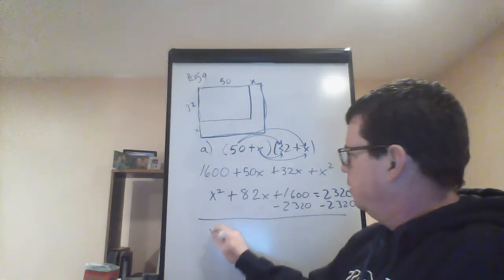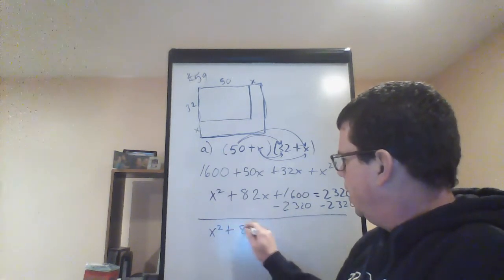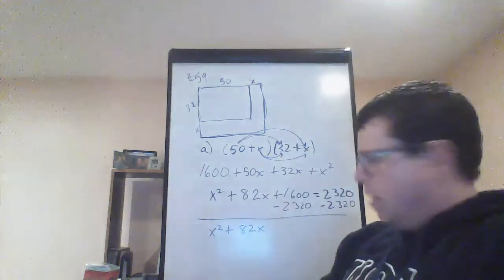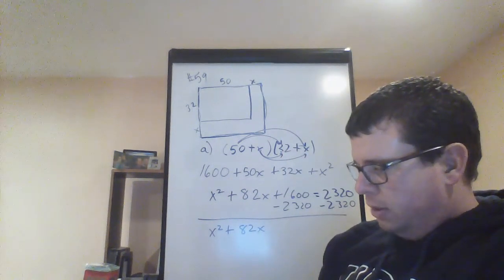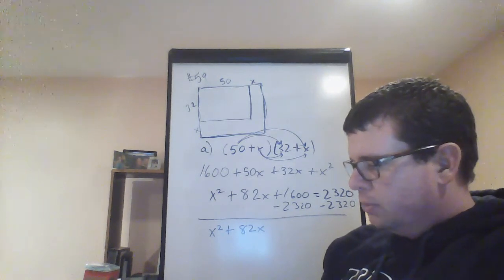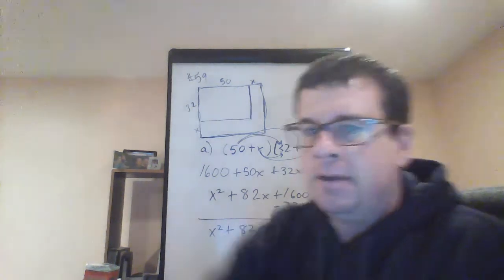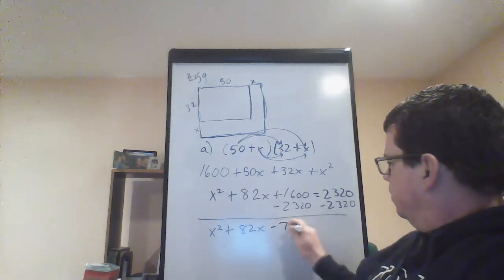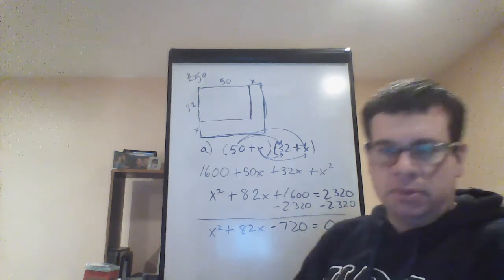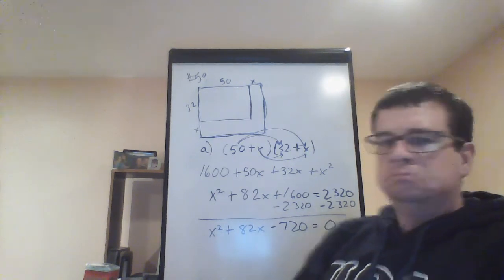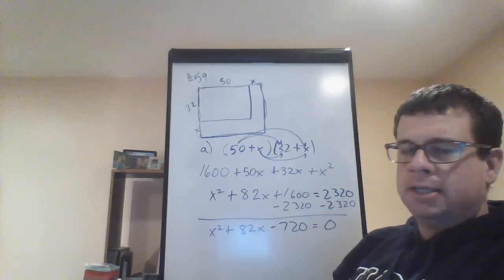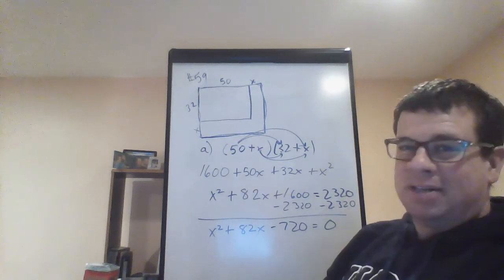So now if I do this, I've got x squared, I've got 82x, and I'm going to need to grab my calculator for this one. So if I do 1,600 minus 2,320, I get negative 720. Okay, so negative 720, and it equals 0. All right. So now there's my trinomial, all the like terms combined. It's set equal to 0. Now we just got to factor this thing.